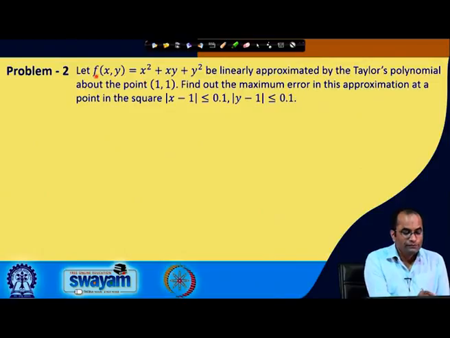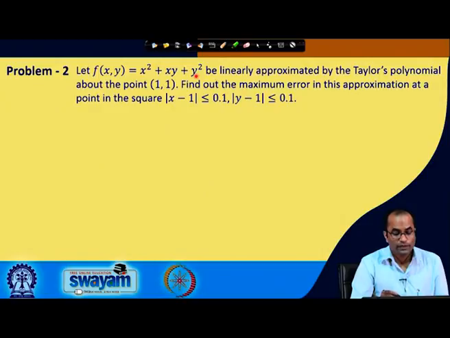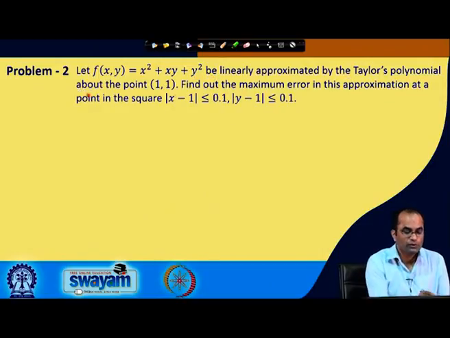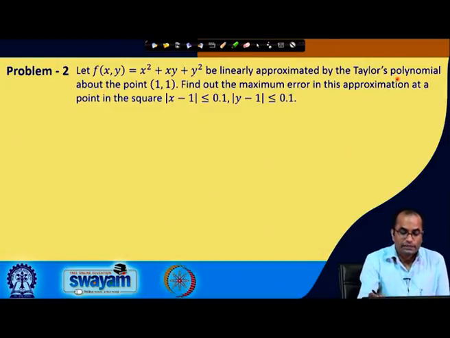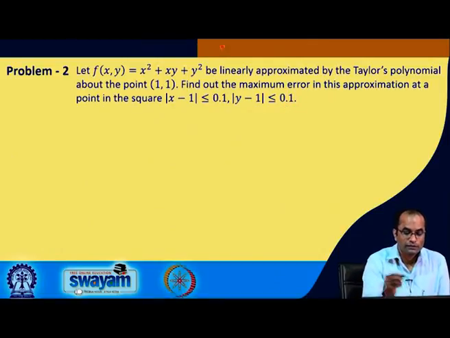So, another problem, when we have the function x square plus xy plus y square to be linearly approximated by the Taylor's polynomial. It is given here that this function is linearly approximated by the Taylor's polynomial about this point (1, 1), and now we want to find out the maximum error in this approximation at a point in this square here, |x minus 1| less than 0.1 and |y minus 1| less than 0.1.